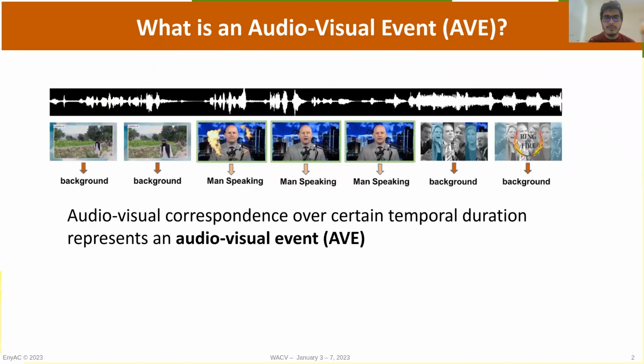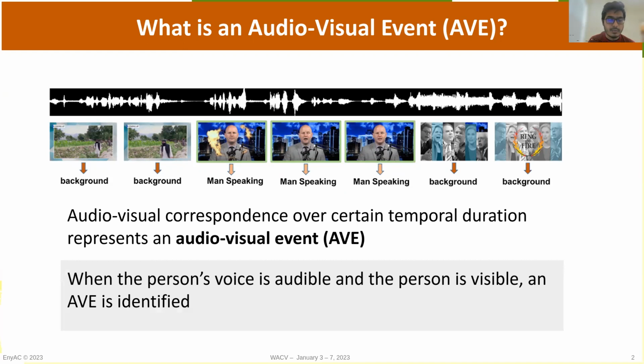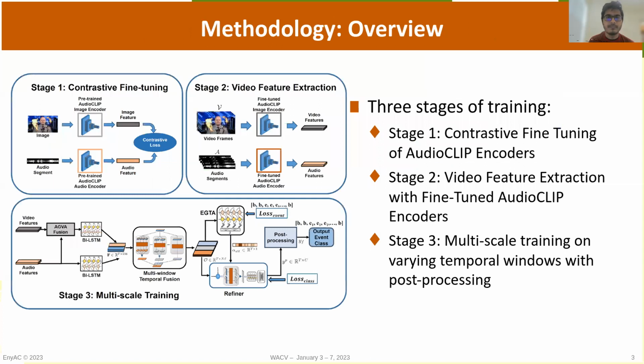So what is an audio-visual event? An audio-visual event is defined by the audio-visual correspondence over certain temporal duration. So here we can see a person is speaking and his voice is audible in all of the frames. But when the person's voice is audible and the person is visible, an audiovisual event is identified. So here we can see only 3 frames represent the audiovisual event of man speaking.